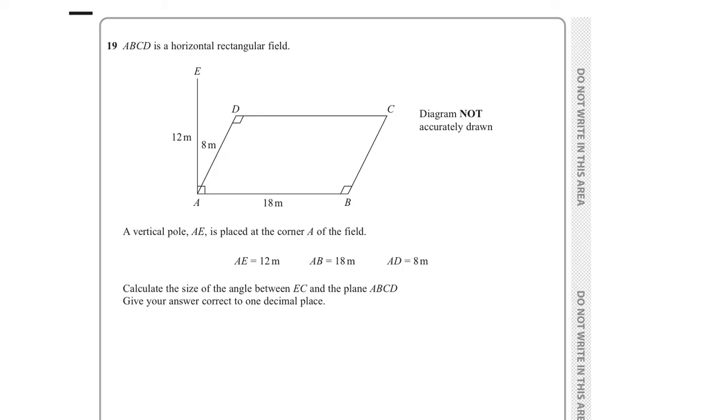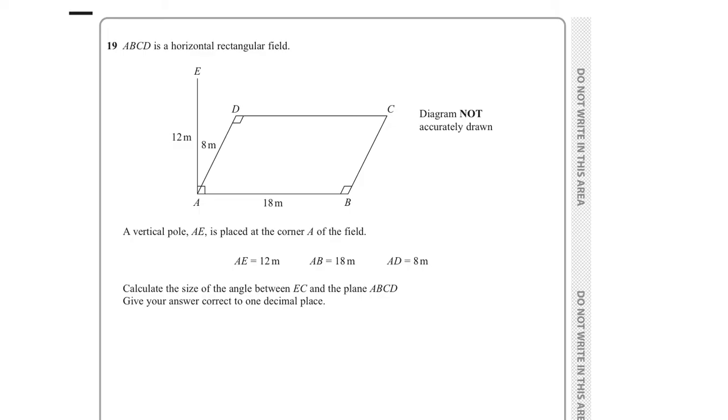ABCD is a horizontal rectangular field. A vertical pole, AE, is placed at the corner A of the field. Calculate the size of the angle between EC and the plane ABCD. Right.